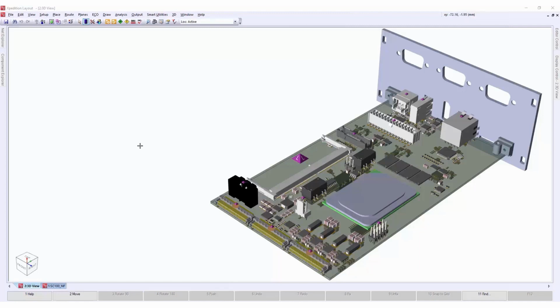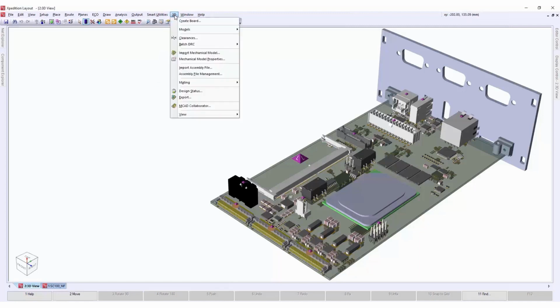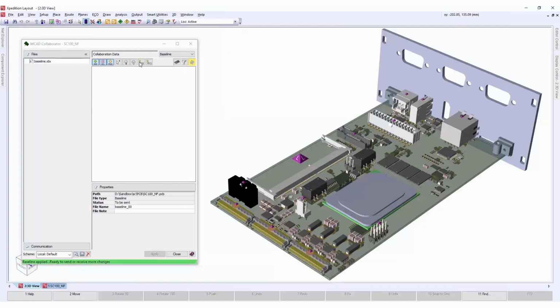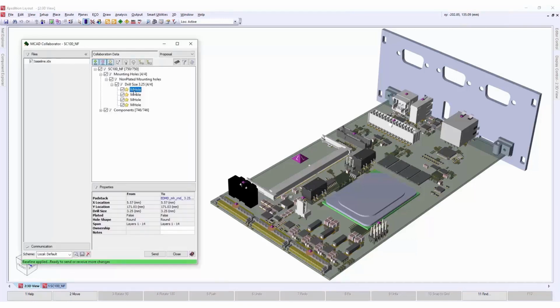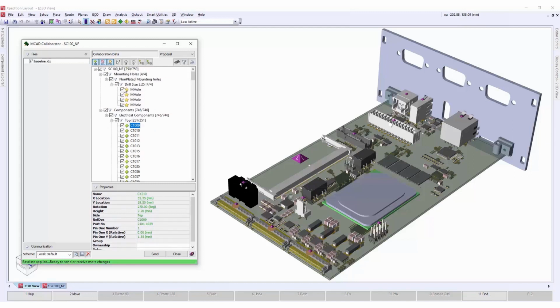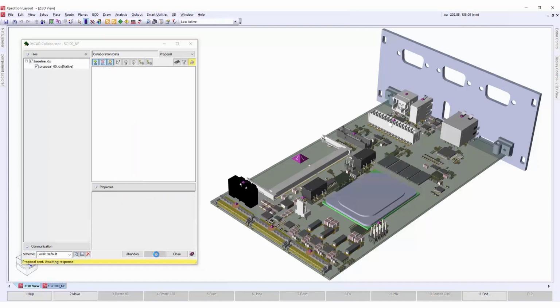Now that we are done with our component placement in Xpedition, I wish to send an incremental update to the mechanical assembly in NX. To accomplish this, we will use the MCAD collaborator to send a proposal to the mechanical design. This proposal will only include the information that has been modified in my design. This makes it easier for the mechanical engineer to identify changes that are coming into the printed circuit card assembly.